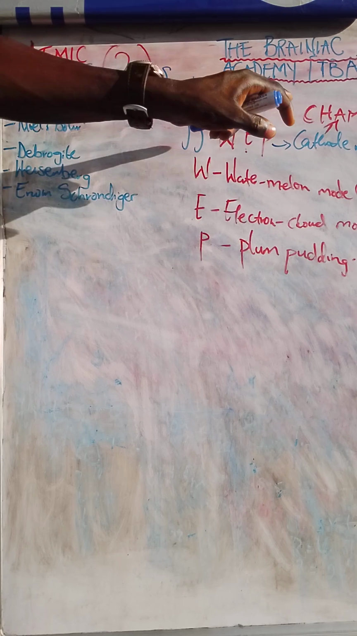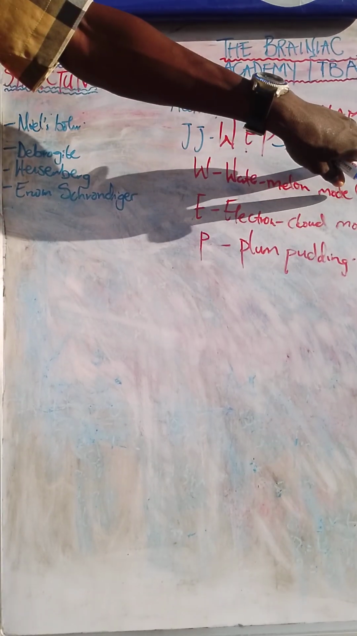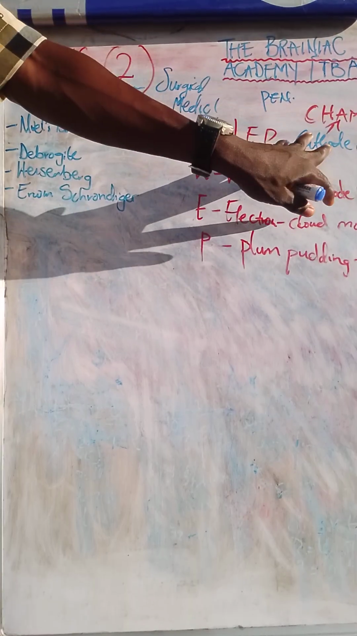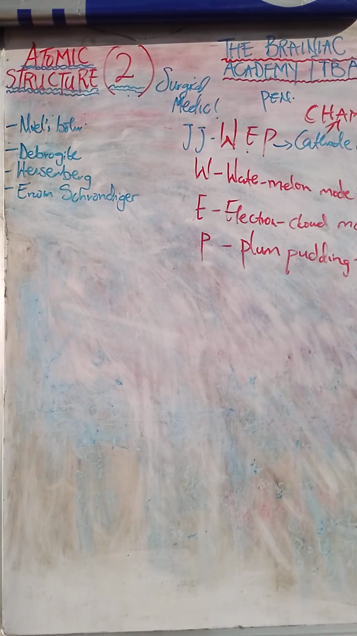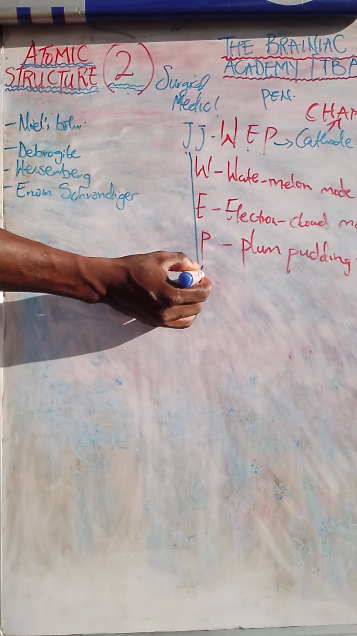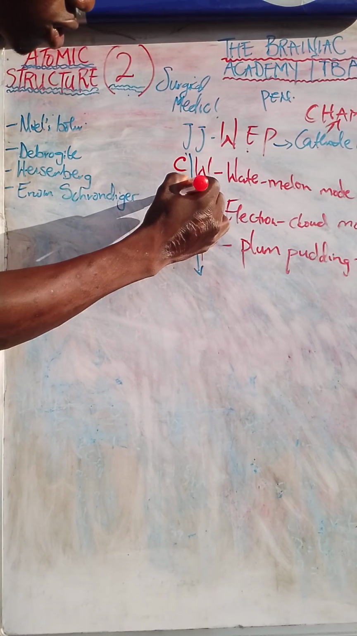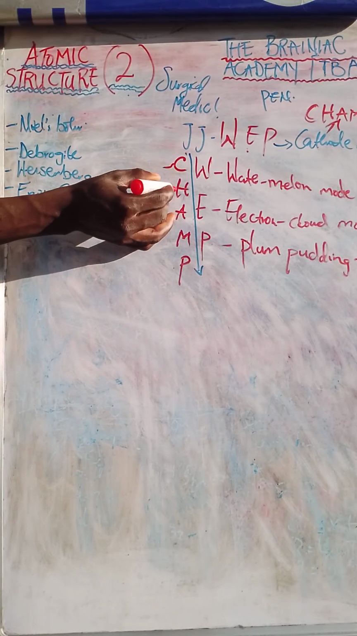So CHAMP. These are the properties of the cathode ray. When he discovered the cathode ray experiment, the characteristics of his cathode ray were CHAMP. Now, what is the meaning of CHAMP? Let's write it out. Let me use my blue pen. Coming down, my CHAMP is C. Now let's take it one after the other.